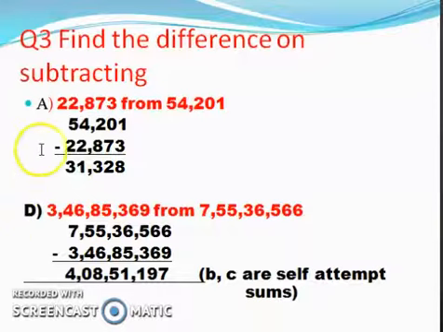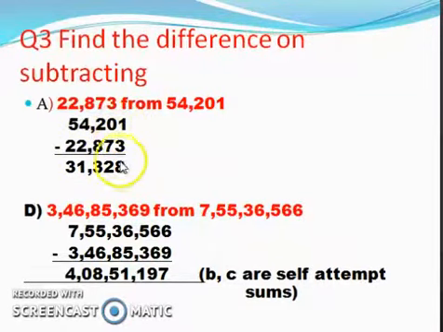Question number 3, children, is quite simple. Just the subtraction part has to be done. A and D have been done for you. B and C you are supposed to do yourselves afterwards. 54,201 minus 22,873. Here we'll borrow.